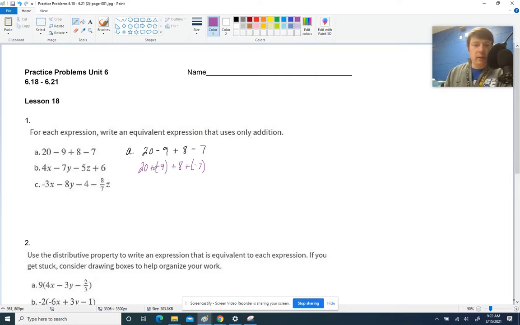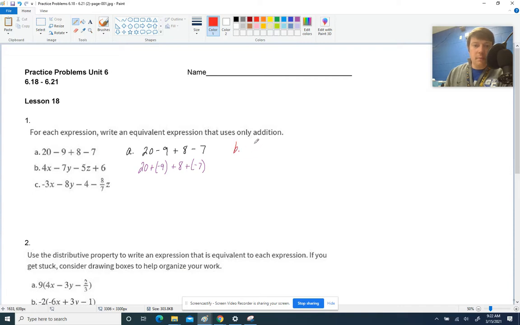Technically, we could leave it just like that if we wanted to. We don't have to go any further than that. But I assume they probably want us to simplify it. But actually, no, it doesn't say simplify. It just says write an equal expression that uses only addition. So I'm stopping there. Less work for me, right?